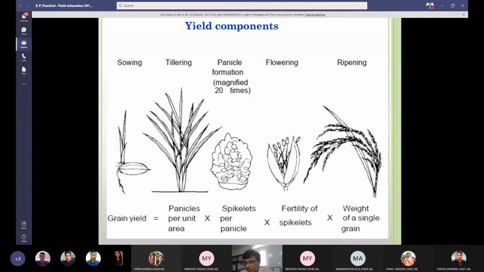And then the weight of a single grain. Again, plant breeders say that the weight of a single grain is mostly a genetically controlled character. That is why many times, for varieties, people write that a basmati variety has a certain 1000 seed weight, and a high yielding coarse variety has 32 grams 1000 seed weight. So many times 1000 seed weight is given variety wise. It is mostly a genetically controlled character. So, the weight of a single grain.